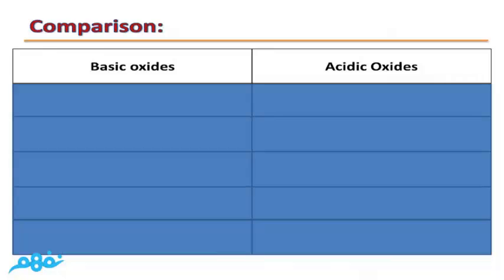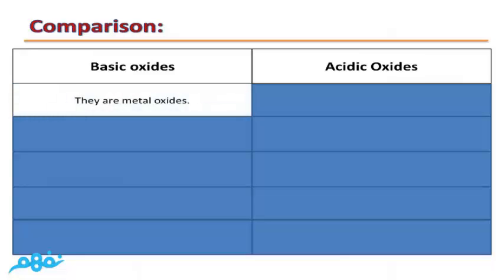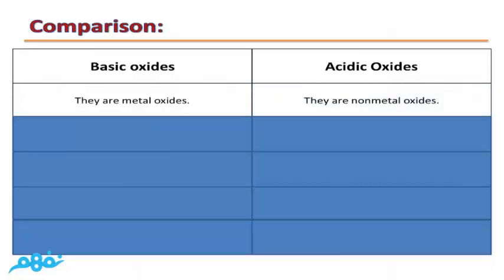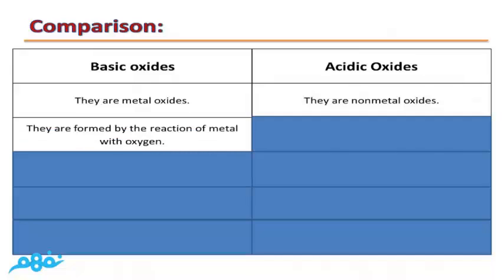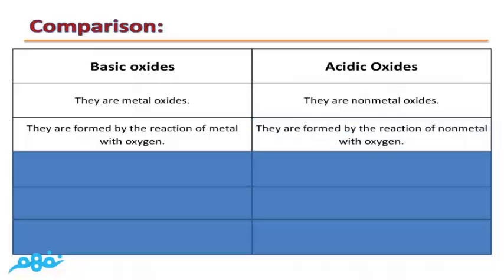Now let's compare between basic oxides and acidic oxides. Basic oxides are metal oxides. Acidic oxides are non-metal oxides. Basic oxides are formed by the reaction of metal with oxygen, while acidic oxides are formed by the reaction of non-metal with oxygen.